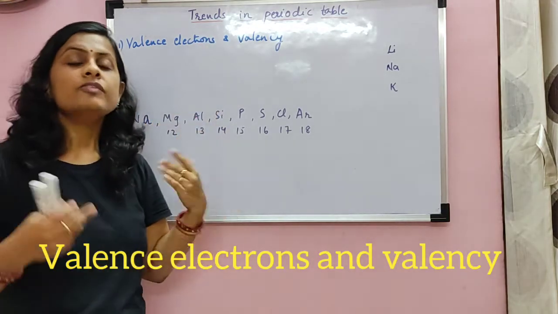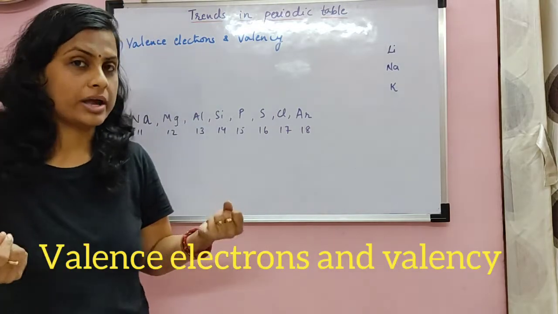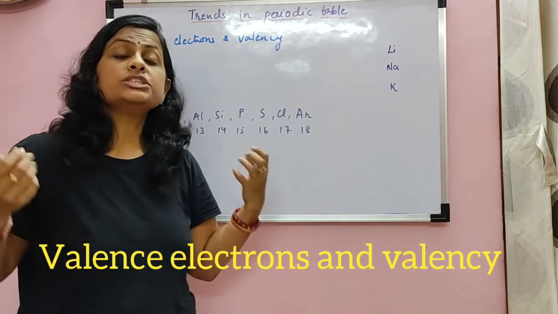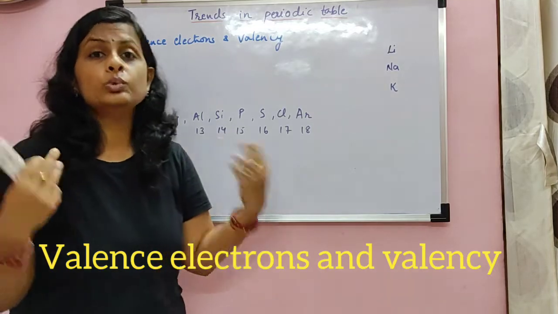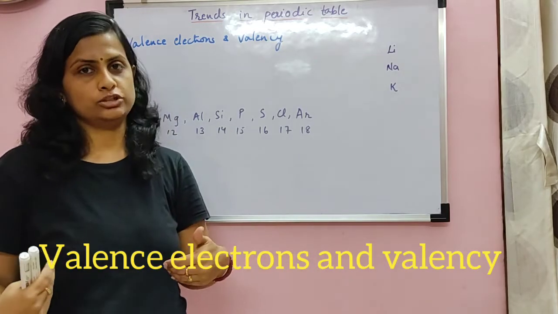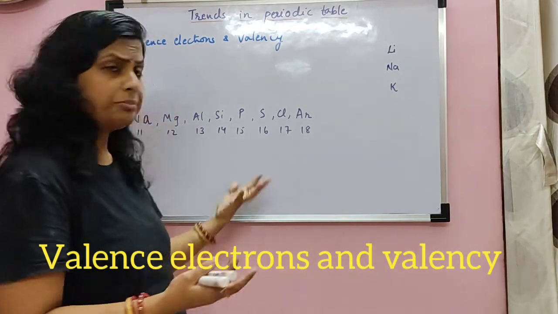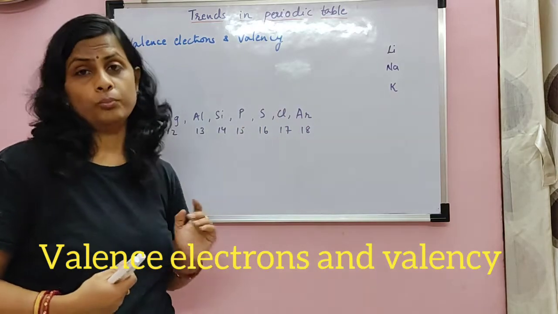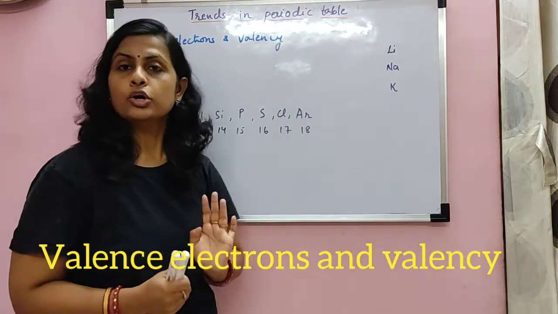And what is valency? Valency is the combining capacity of an element. It means how many electrons the element requires to attain the octet. How will it become stable? So how many electrons does it require to attain its stability? It will do so either by losing electrons, as metals do, or by gaining electrons, as non-metals do. So let us take the example of a period. What happens to the valence electrons and valency in a period and in a group?